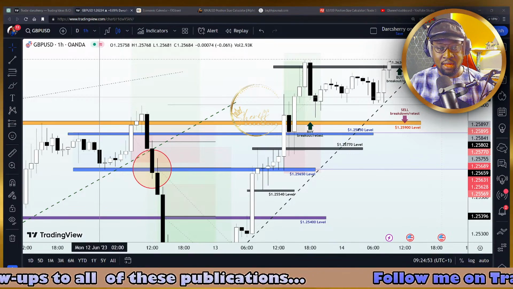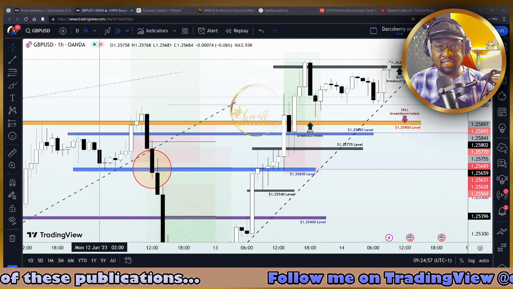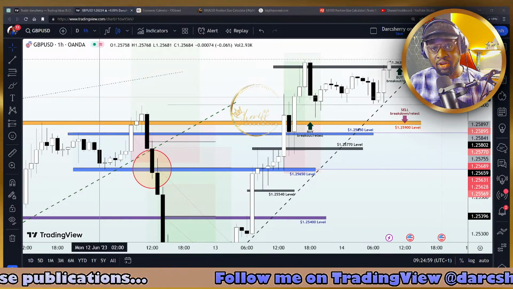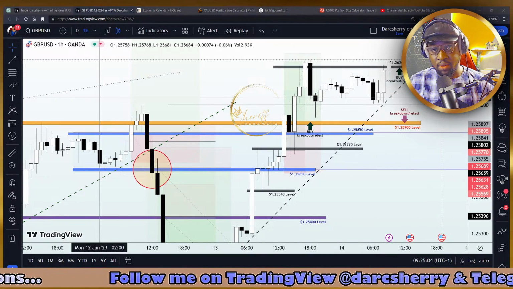So what we simply do here is a follow-up detail on the instruments on our watch list. This is on a daily basis, and this is basically on the 1 hour time frame.